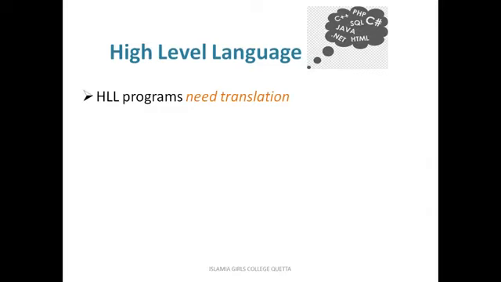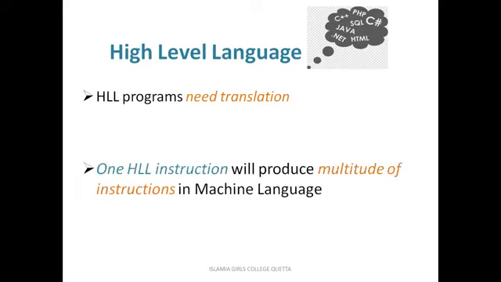High-level language programs need translation because the computer cannot understand the high-level language. It understands only the machine language. So we have to convert the high-level language program into the machine language. One instruction in the high-level language will produce multiple instructions in the machine language. This means that if you translate a high-level language instruction into the machine language, one instruction of the high-level language will be equal to multiple instructions in the machine language.